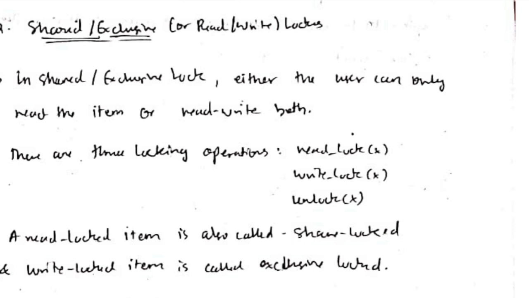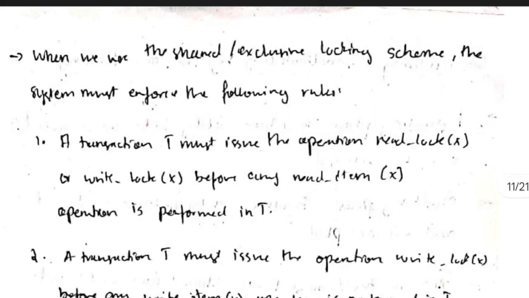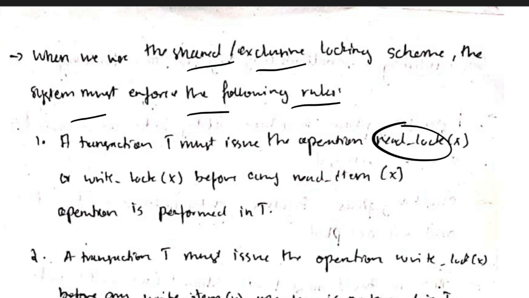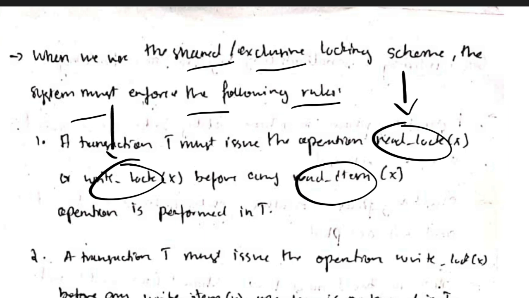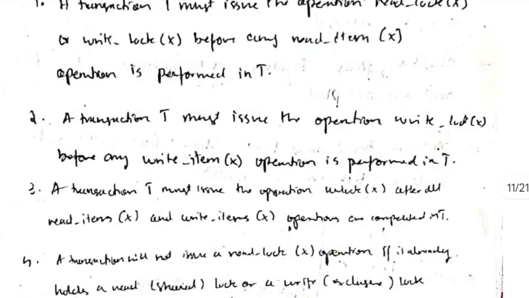Let's see an example here. When we use the shared-exclusive locking scheme, the system must enforce the following rules. If a transaction T issues a read lock operation or write lock operation, it has to do so before any read. If it is going to read any item, it should first do the read lock or write lock. If it is going to write something to the system, we have to use the write lock before writing anything. That's the second rule.